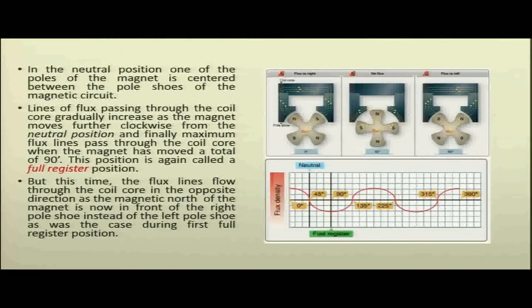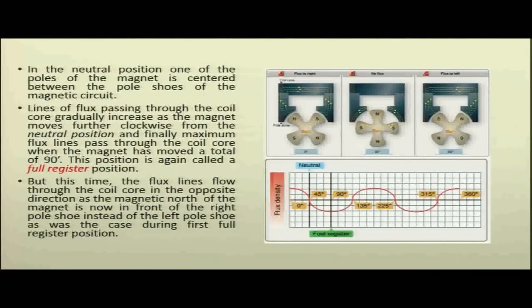Again, this is the full register position, but in this case the magnetic lines of force are passing from north pole to south pole, that is, they are moving from right to left. So in the first picture we had the full register position where the lines of flux were passing from left to right. In the third picture we again have the magnetic lines of force passing through the coil core, but this time the direction is opposite, with the field moving from right to left. So at 0 degrees it was moving from left to right, and at 90 degrees of magnet rotation it is moving from right to left.